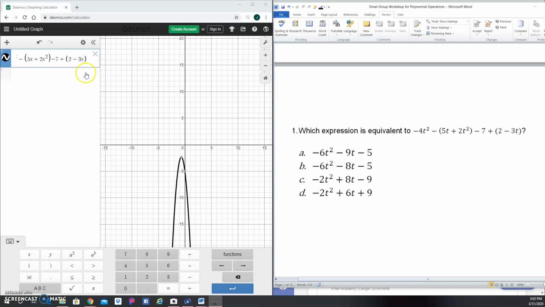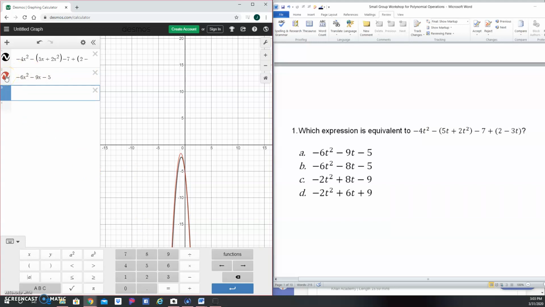What we're going to do is open another window here on Desmos and plug the choices in one by one. I'm not done plugging. I'm on letter A, negative 6x squared minus 9x minus 5. As you can see, the graph did not go on top of the original. We're looking for the one that will go on top of the original. So let's open another window and turn that off.